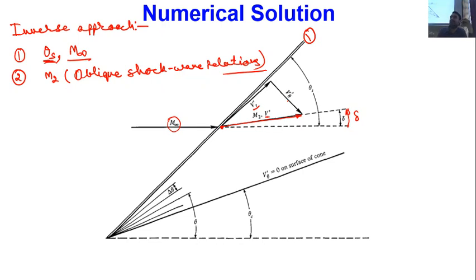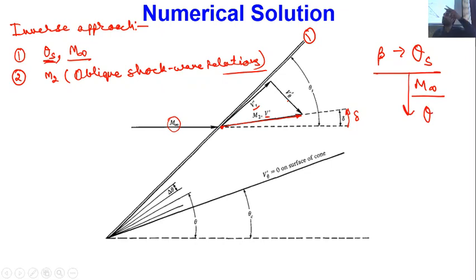Let me once again remind you of the theta-beta-M diagram. So basically I am talking about that thing, the theta-beta-M diagram. So you have the value of beta known. Beta we have replaced with theta s, and M is our M infinity. Okay, so if I know the value of beta, meaning if I know the value of theta s and if I know the value of M infinity, then I can calculate the value of theta from the theta-beta-M diagram.